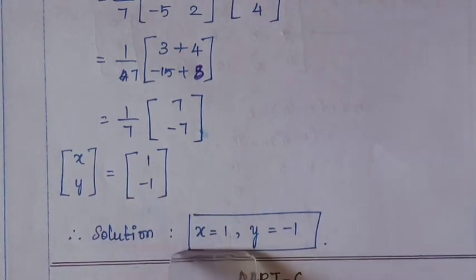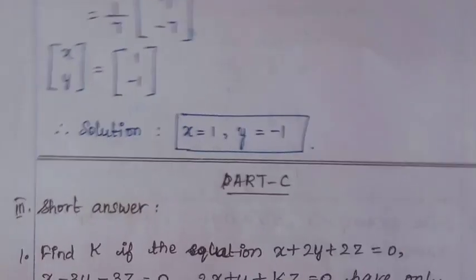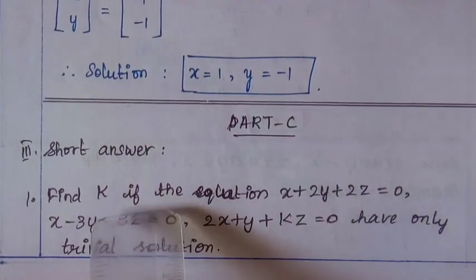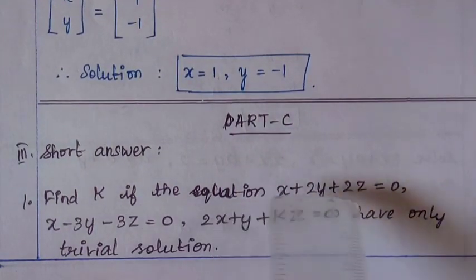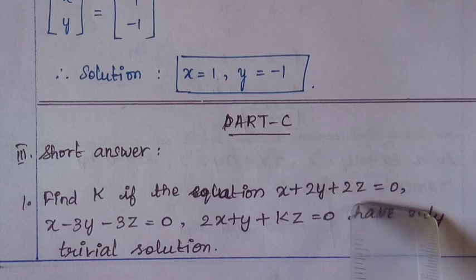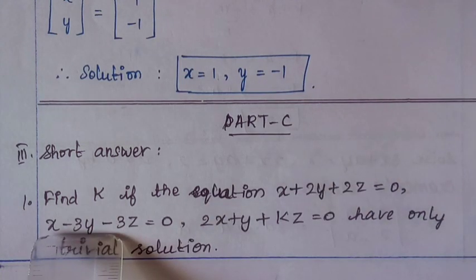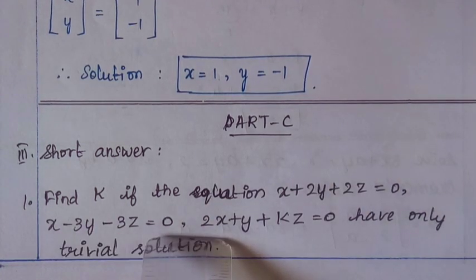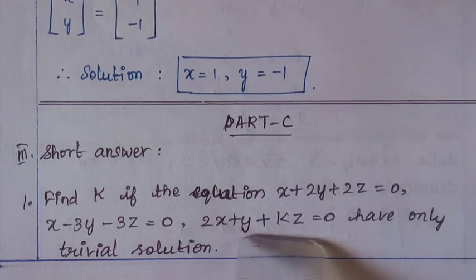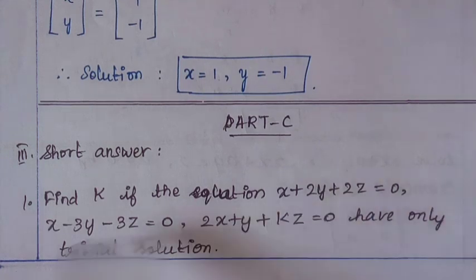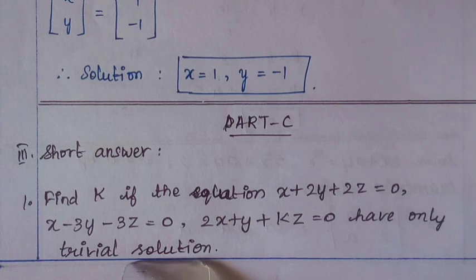So we have completed part B. Now we are going to part C. Question: find k if the equations x plus 2y plus 2z is equal to 0, x minus 3y minus 3z is equal to 0, 2x plus y plus kz is equal to 0 have only trivial solution.